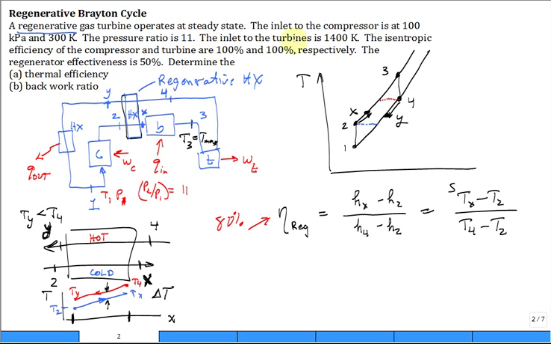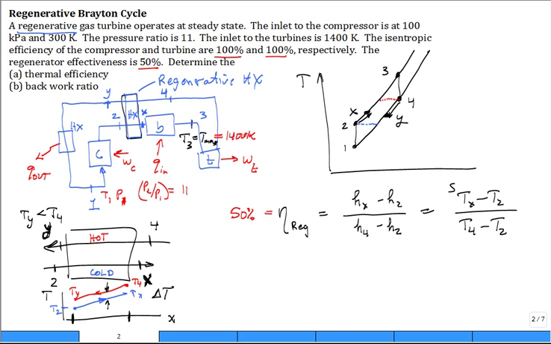The inlet to the turbine is 1400 Kelvin, so this T3 is 1400 Kelvin. This is the typical type of information specified. The isentropic efficiency of the compressor and turbine are 100%, so they're reversible. And the regenerator effectiveness is 50%, so they're specifying this eta regenerator to be 50% for this problem. Now they ask, go ahead and determine the thermal efficiency and the backwork ratio.